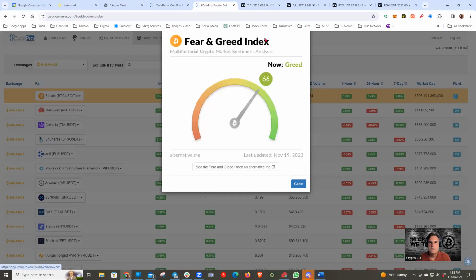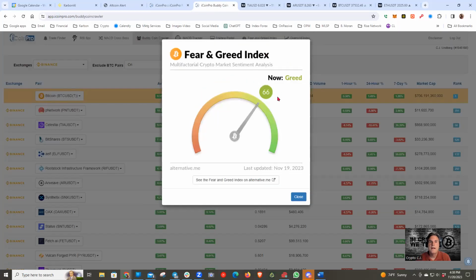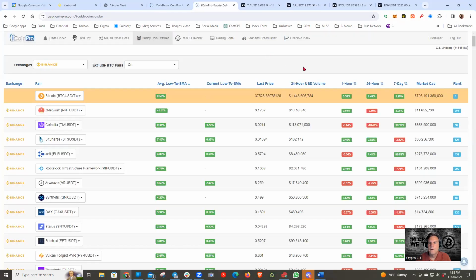Let's look at the fear and greed index while we're here. Evidently we're greedy at 66. Okay, are there any coins you guys want to look at, either on these tools or just on the charts?